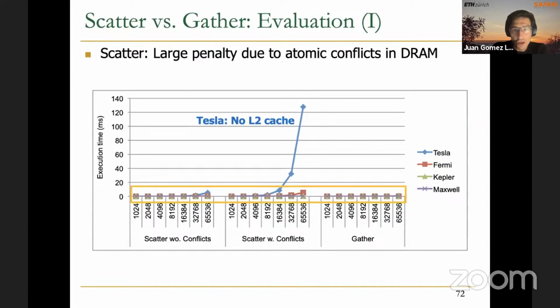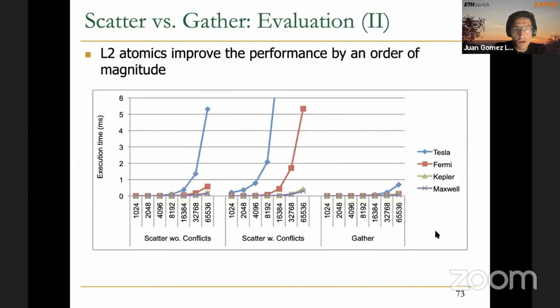But we can zoom in and check this part of the plot here, and we see that even though Fermi has atomic units in L2 cache, still we see that its performance goes super bad and increases a lot. We have managed to reduce the total execution time by an order of magnitude compared to the execution on Tesla, which is the blue line here, but it still is much more costly than using the gather approach.